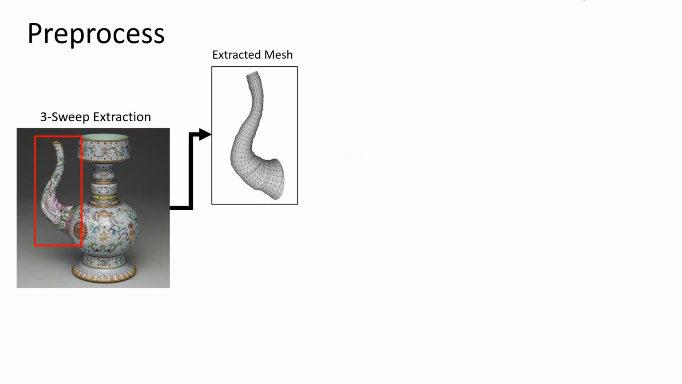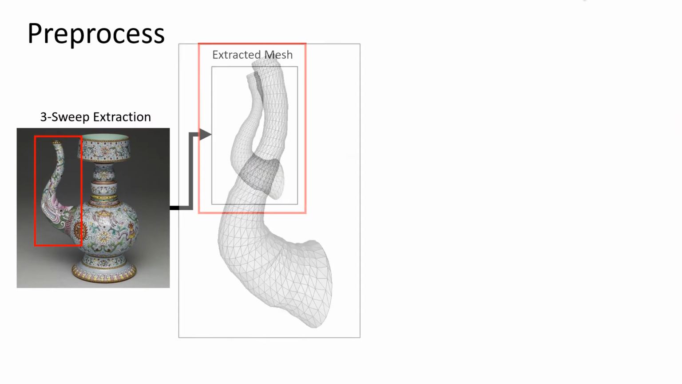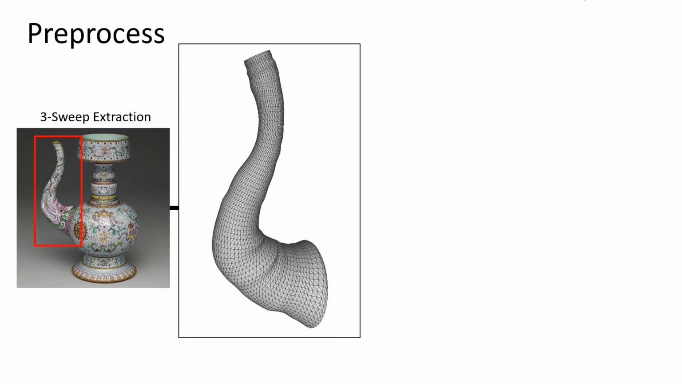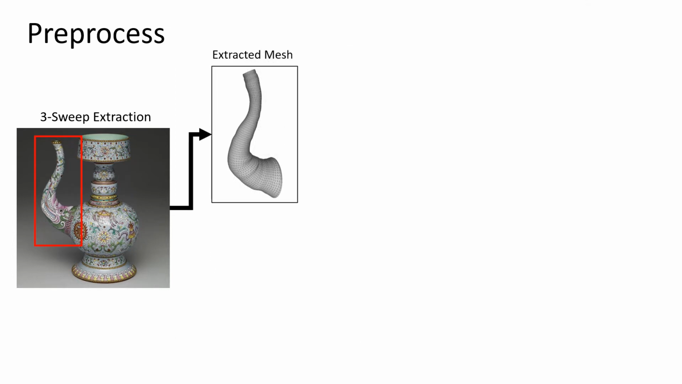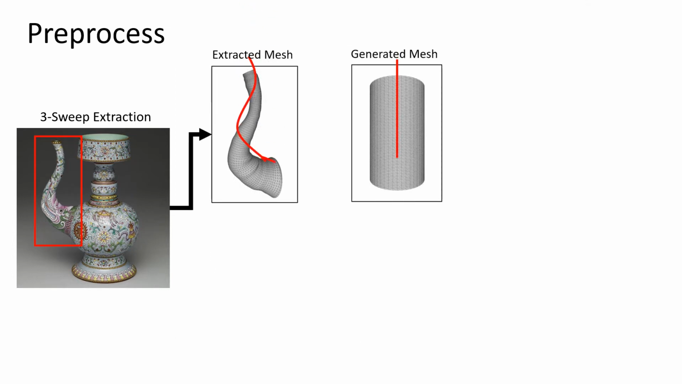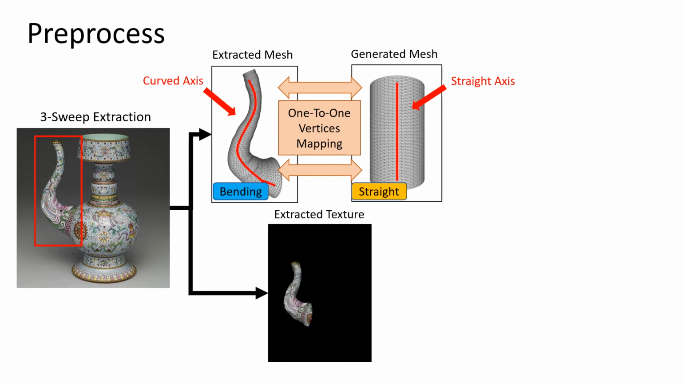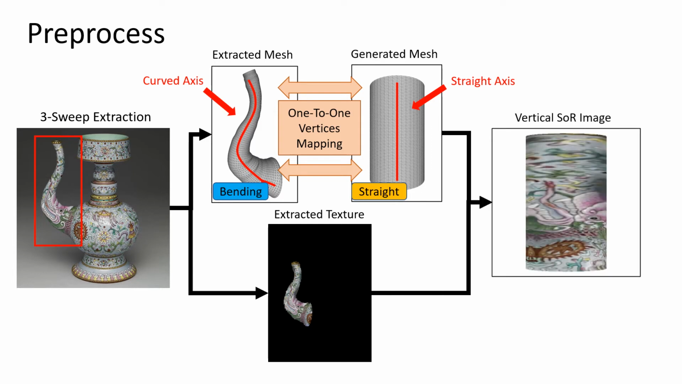In the pre-processing step, we process each component mesh extracted from 3-Sweep. We first apply existing smooth and subdivision algorithms to the original mesh. Next, we generate a custom SOR mesh with a straight axis to replace the original mesh. The generated mesh has fixed height and width, and has one-to-one vertex mapping to the original mesh. Then we use the texture extracted from 3-Sweep to render a new vertical SOR image. The vertical SOR image is used in the decomposition system as input.